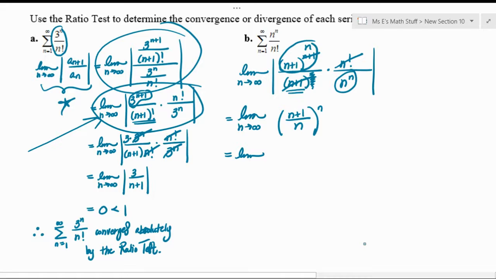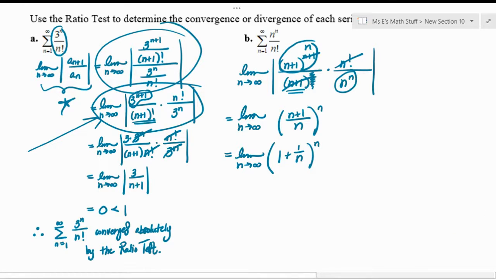So this is equal to the limit as n approaches infinity of, and I'm just going to write that base there as a mixed fraction. It's an improper fraction, sorry, so as a mixed fraction that would equal 1 plus 1 over n, to the n.